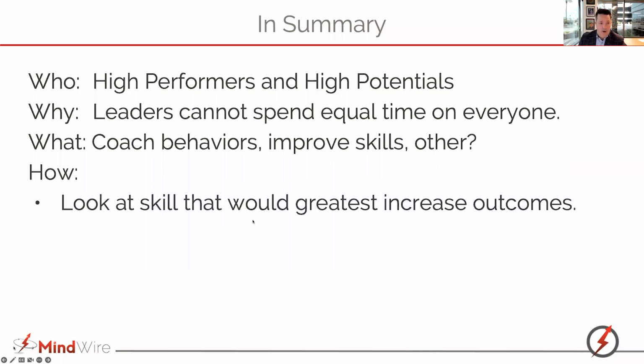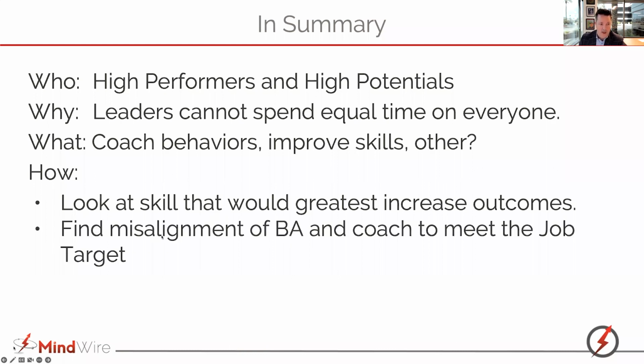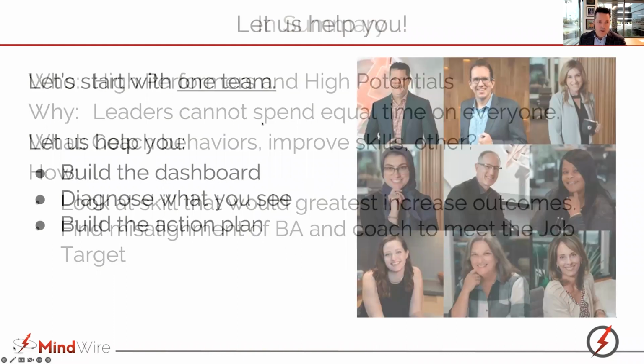So how? We're going to work on the skill or skills, right? Or competency or whatever that would have the greatest impact. And we're going to look at, wow, Tom's B is so high and his C is so low. We got to help him rein that in a little bit with a coaching guide to help him build the target. So what to do?